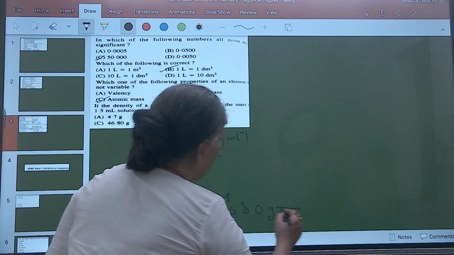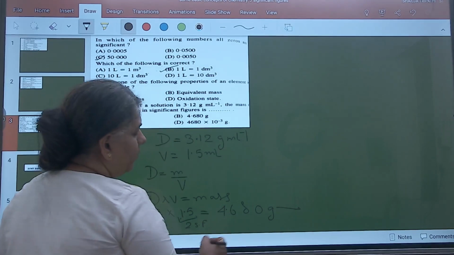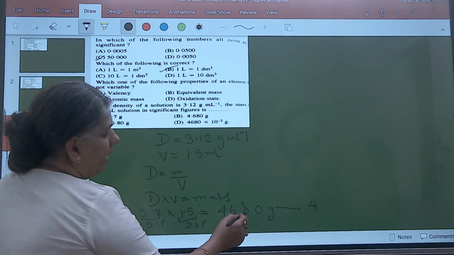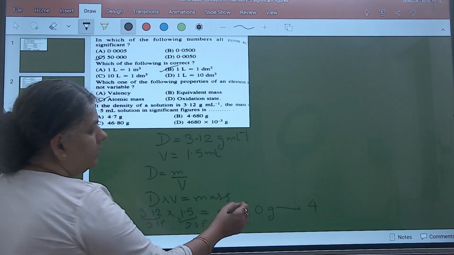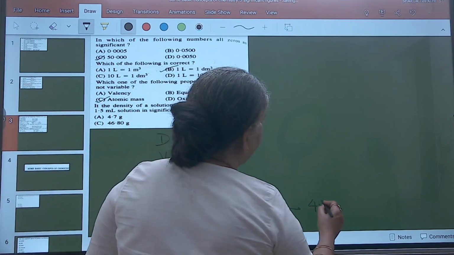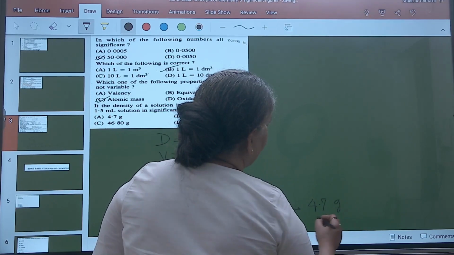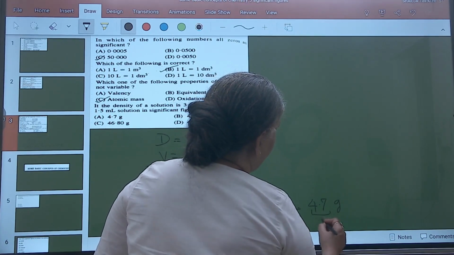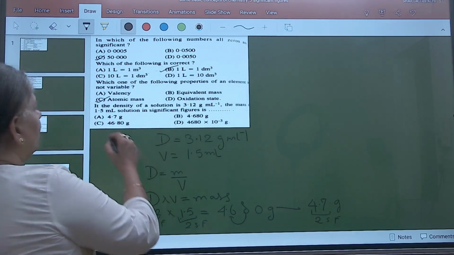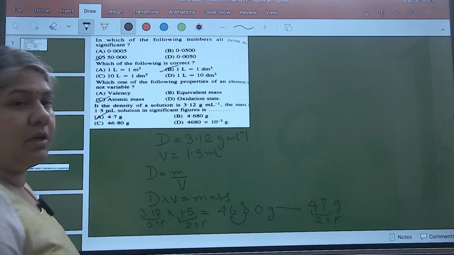So here if answer is to be reported in 2 significant figure, we will do the rounding, add 1 to the preceding number since 8 is more than 5. So we get 4.7 grams. So this is reported in 2 significant figures. So our option A is correct.